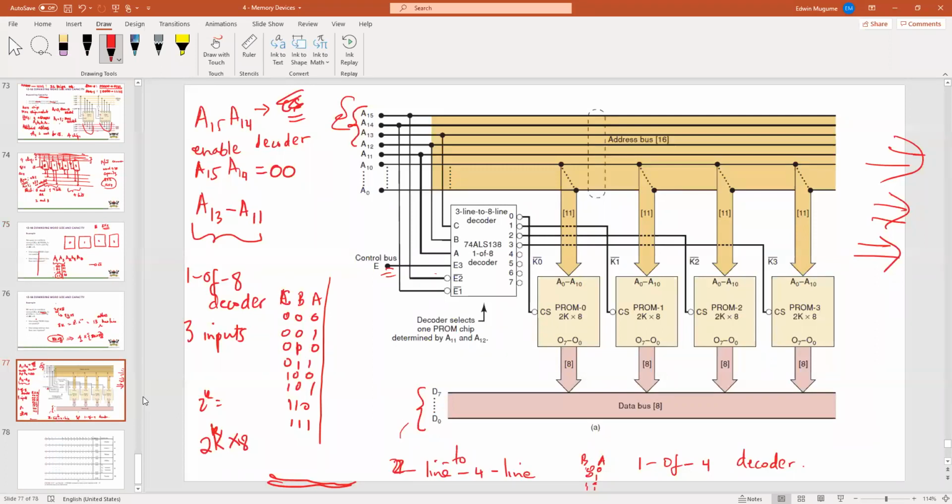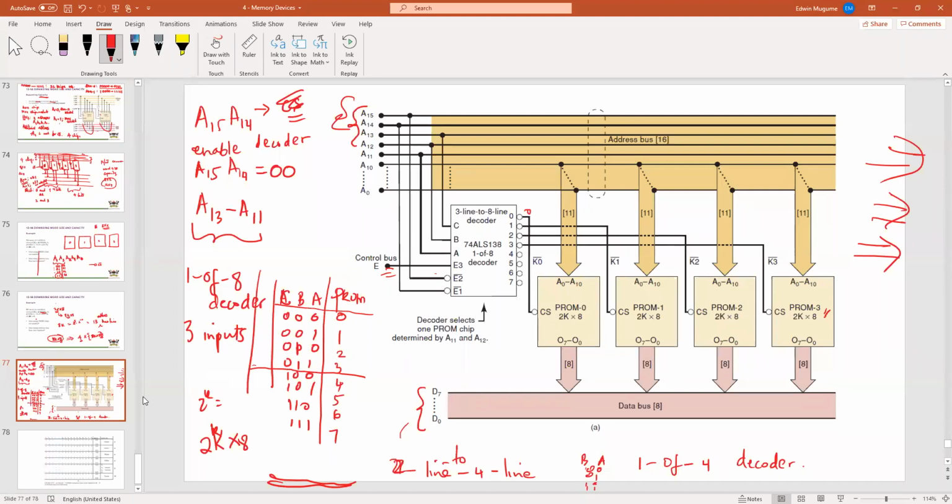Let me see which prom is selected. If it is 000, if we have 0000, we are going to have our first line, this line zero. Line zero will be low, and then the rest will be high, meaning that prom zero will be selected, prom one, prom two, prom three, prom four, prom five, prom six, prom seven. However, in this case, we only have up to prom three. So in fact, our work stops somewhere here.